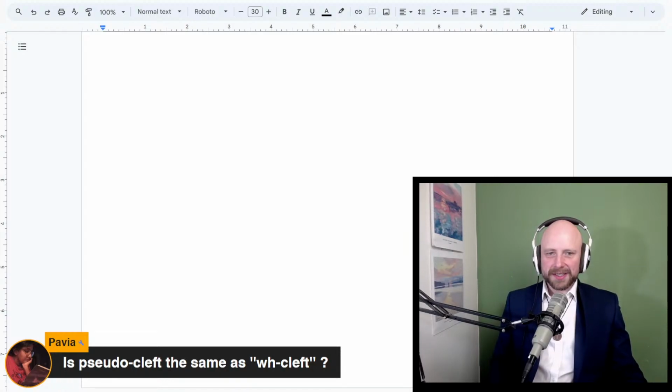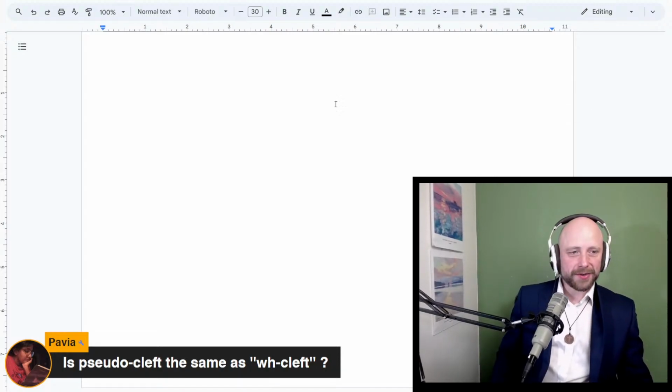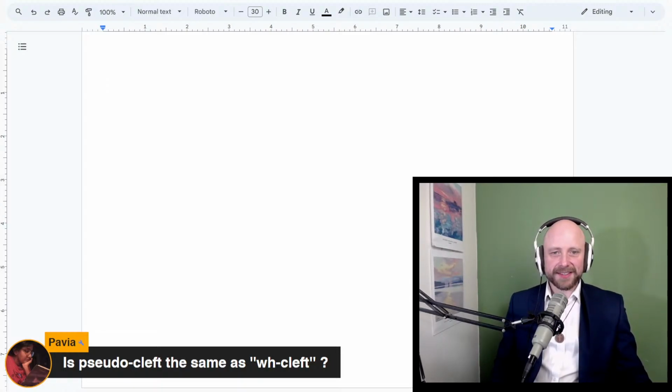Yeah, it's like false. It's like it's not really it. But a WH cleft is a cleft. So why do they call it a pseudo cleft? That's ridiculous. I don't know why they call it a pseudo cleft. I don't like it. Let's not call it a pseudo cleft. We'll call it a WH cleft. It is a cleft. Screw these grammarians and their nonsense. Pseudo cleft indeed.